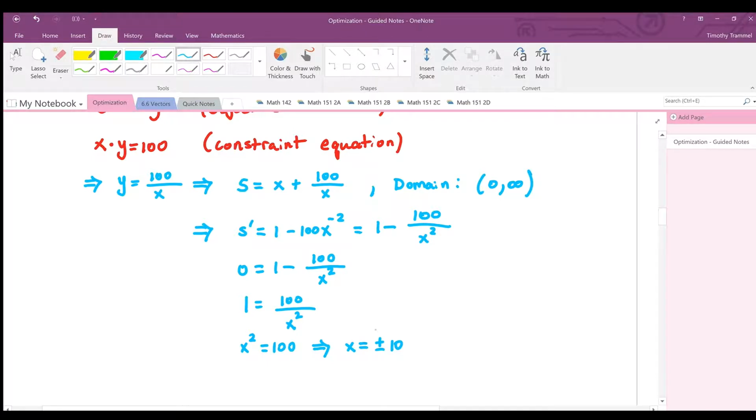I'm actually going to write them both out all the way. x equals 10 or x equals minus 10. Again, our domain though was just 0 to infinity. So minus 10 is not one of our critical numbers. So we actually got rid of 2 of our 3 critical numbers. One of them was 0, which wasn't in the domain, and one was x equals minus 10, which wasn't in the domain. So we only have one critical number here, x equals 10.